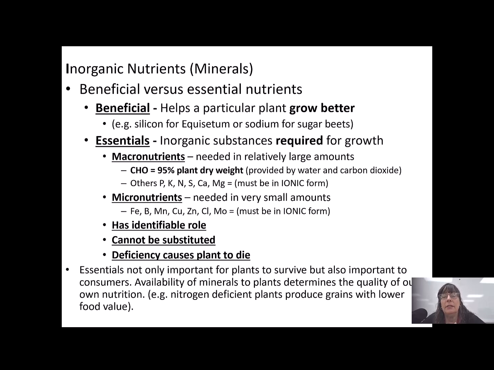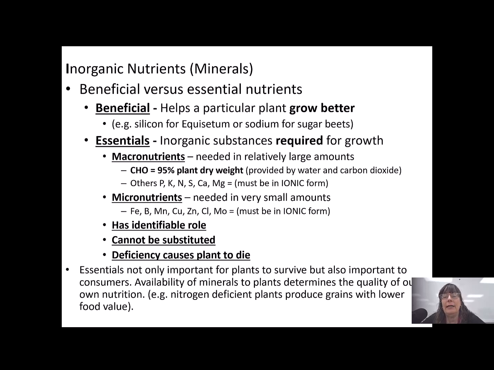Micronutrients, micro means small. So micronutrients are things that are needed in smaller amounts. So iron, boron, manganese, copper, zinc, chloride, molybdenum, these also have to be in their ionic form because, again, those are soluble in water. Now, the three things that determine if something is essential or not, and this is important, it's on your test: they have to have an identifiable role, which basically just means that they have to specifically do something, and we have to know what that something is. So whether it's helping the plants get access to more carbon or whatever it is, we have to know what it is.